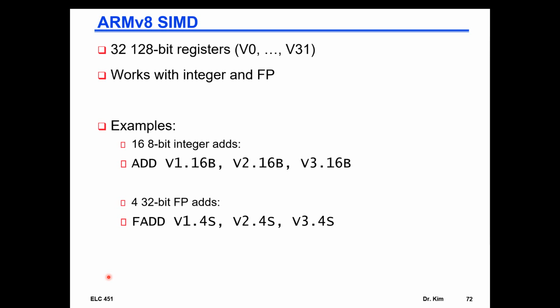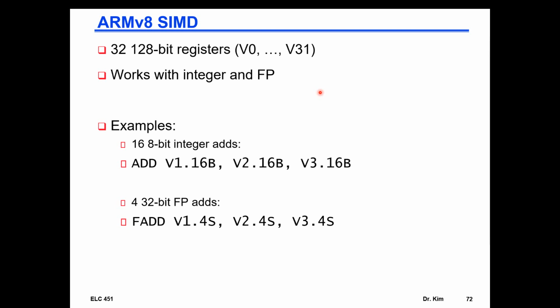So it defines 32 128-bit registers. So V0, the vector set of registers, V0 through V31, and they work both with the integer set of registers and with the floating point. Okay, so then you have this vector type of operations.